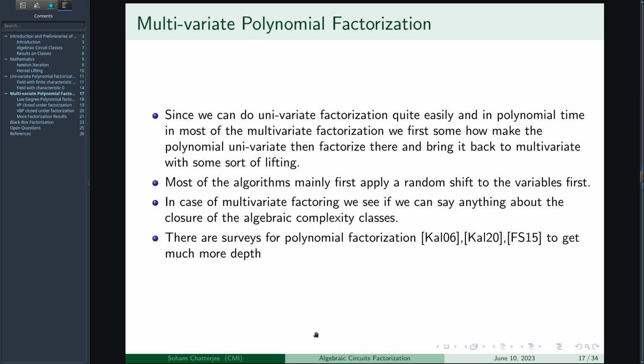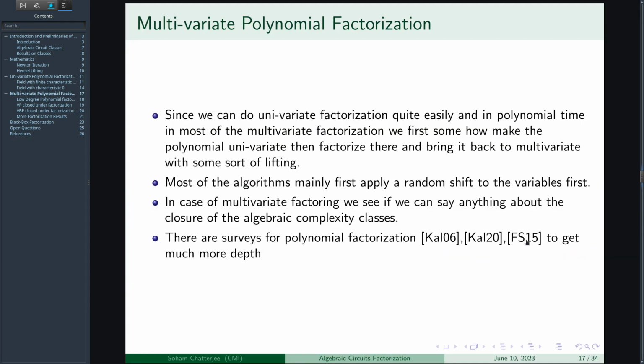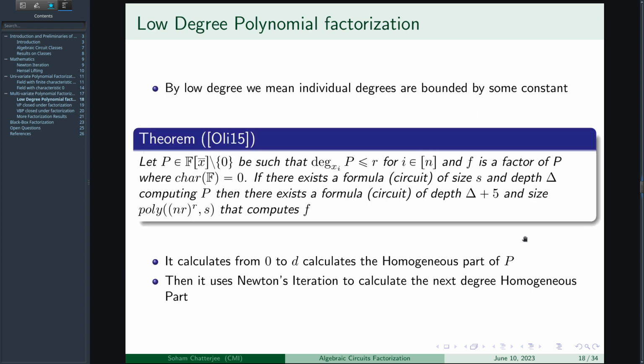So you can read surveys on polynomial factorization from Chatterjee, these two surveys, and another survey by Forbes and Spilka. You can start reading these to get much more depth in polynomial factorization. First we will do low degree polynomial factorization, which is the result of Raphael Oliveira. Here low degree means individual degrees are bounded by some constant.